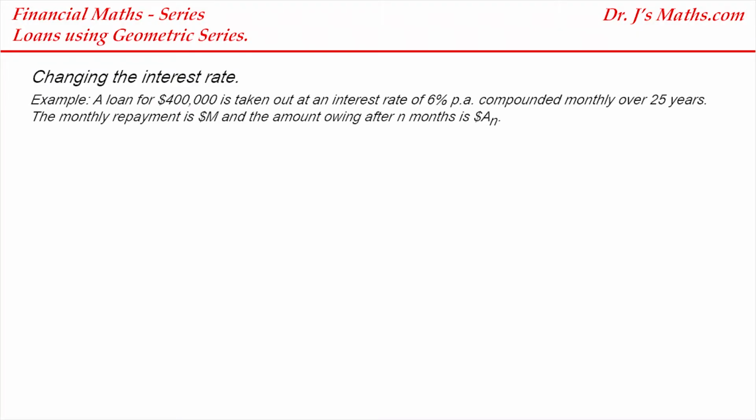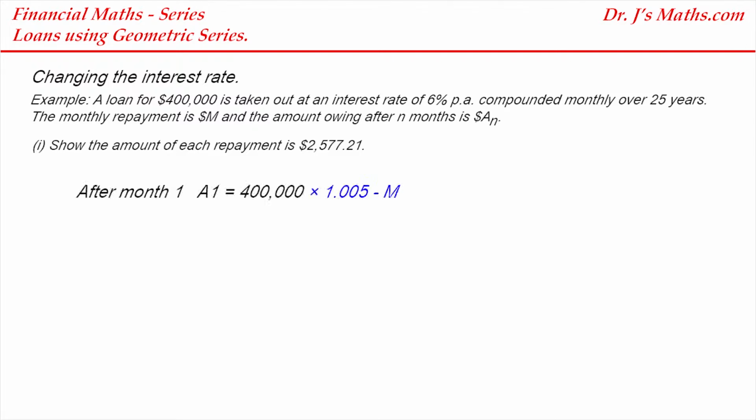For example, a loan of $400,000 is taken out at an interest rate of 6% per annum, compounded monthly over 25 years. Monthly repayment is M dollars, amount owing after N months is AN dollars. First of all, we've got to show the amount of each repayment is $2,500. I'm not going to go into this in detail because we've done it many times.